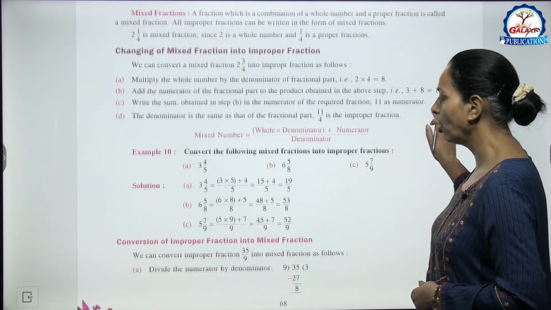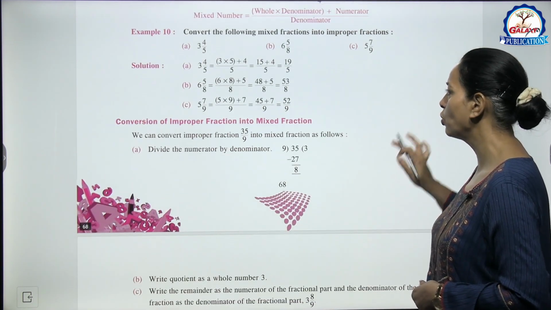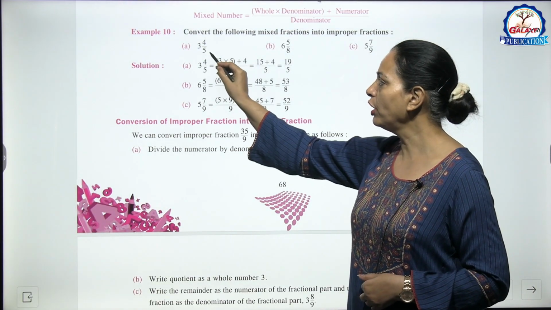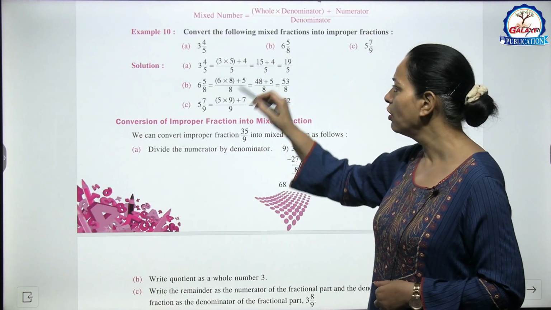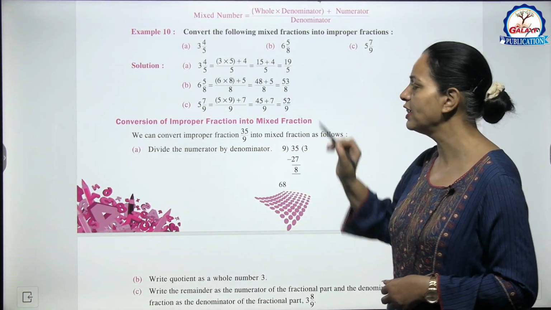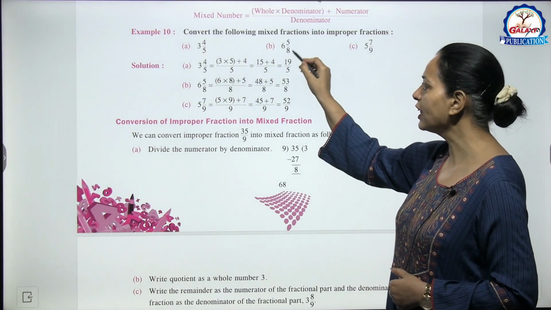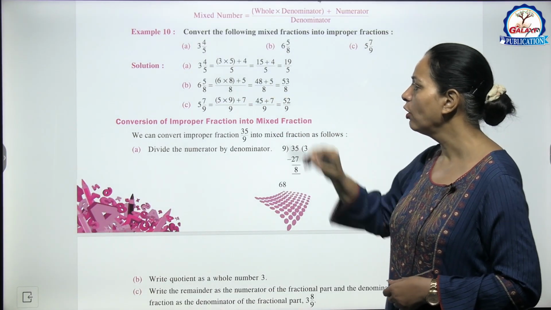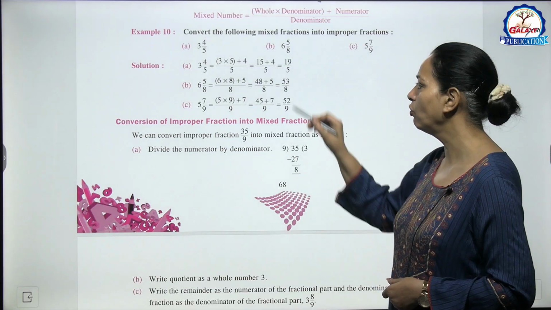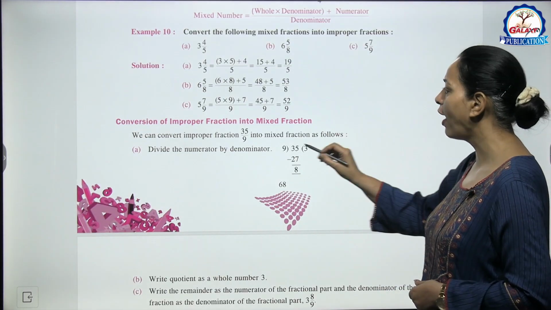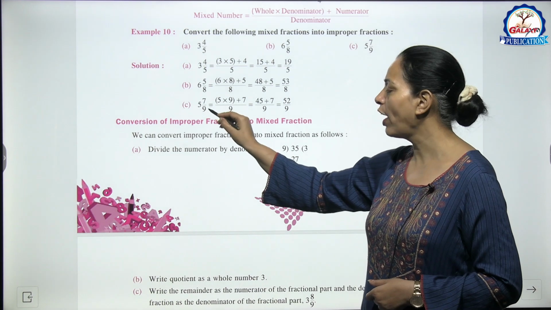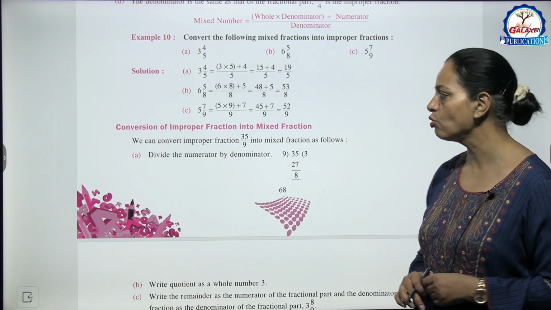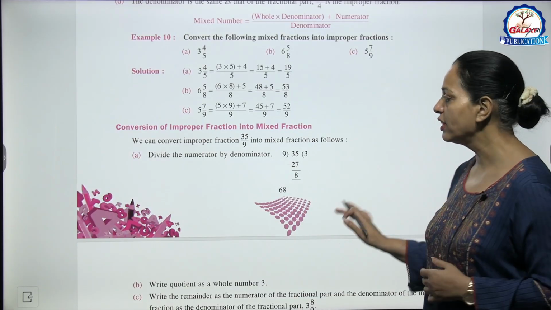Now example 10, convert the following mixed fractions into improper fraction. Very simple. A part 3 whole 4 by 5, 3 into 5 plus 4 upon 5, 15 plus 4 upon 5, 19 upon 5. Now B part 6 whole 5 by 8. So 8 into 6 plus 5 upon 8, 48 plus 5 upon 8, 53 upon 8. Now C part 5 whole 7 by 9. So 5 into 9 plus 7 upon 9, 45 plus 7 that is 52 upon 9. I hope this is clear to you.